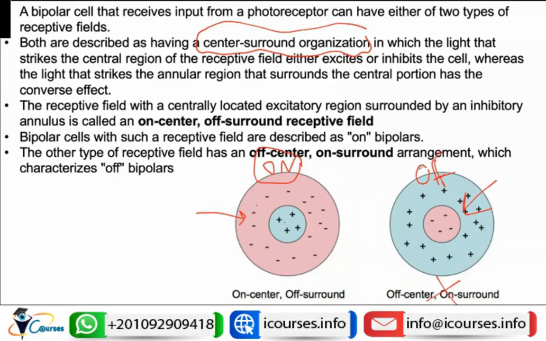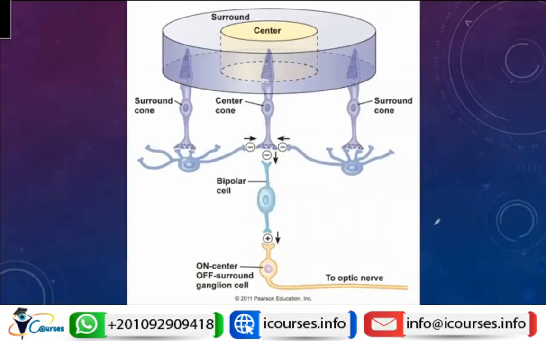So this is called on cell and this is off cell. Visual impulse reaching the receptive field of the on cell bipolar will cause a facilitation of the transmission. Visual impulses received by an off bipolar will lead to stoppage of the electrical impulse. This is what's meant by the receptive field.